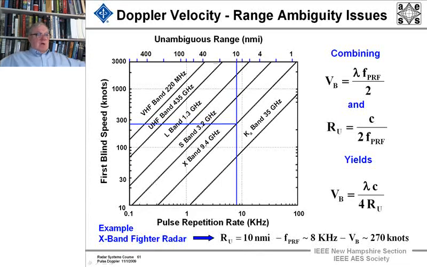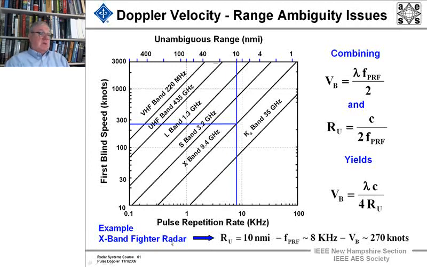You know, if a plane going Mach 1.5 is facing a plane going Mach 1.5, that doesn't give you much time. You've got to see them well ahead of time to do something about it. So 10 nautical miles as a range is acceptable. And an 8 kilohertz PRF at X-band gives you 270 knots up to the blind speed. So you're going to be ambiguous in velocity.